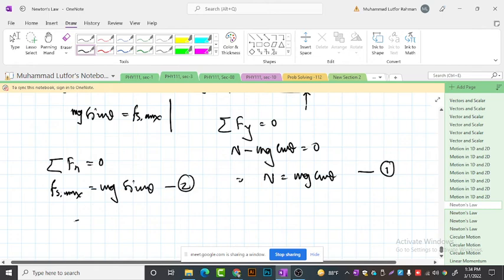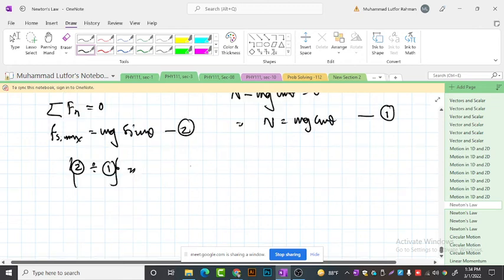I'm going to divide these two equations, 2 by 1. What will it give me? mg will be cancelled out from the right-hand side. It will be Fs max divided by N equals tan theta, right? And Fs max I can replace, because I know that Fs max is mu s N, that's the definition. Then Fs max divided by N is basically mu s.